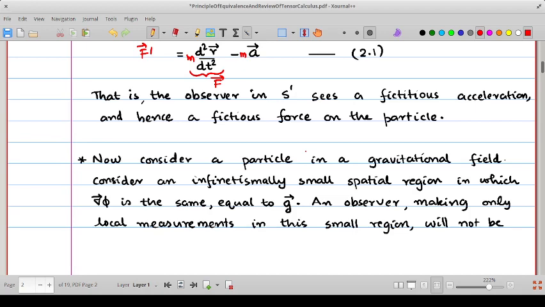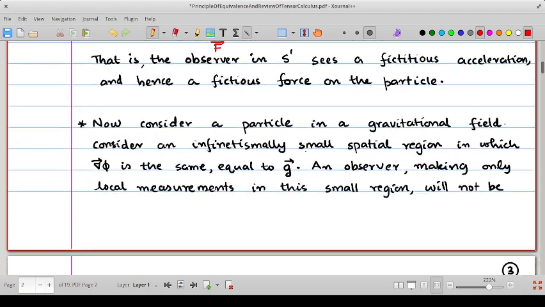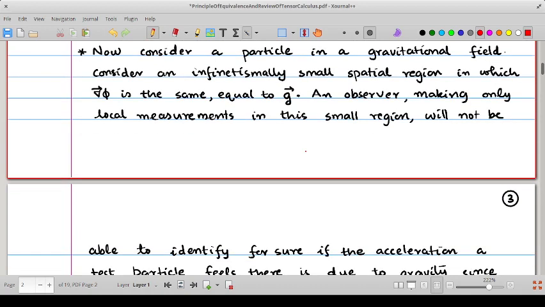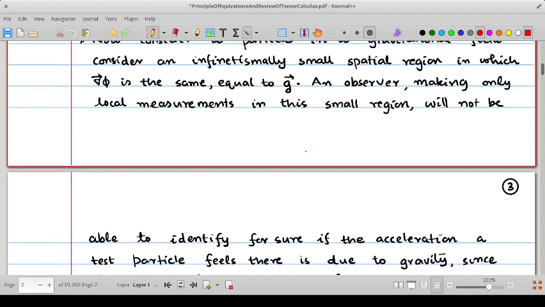And if an observer makes observations of particles that are falling only under gravity, the free falling particles, he will not be able to identify whether the acceleration the particle is feeling is because of the gravitational force, or if this acceleration is due to his frame of reference, or the frame of reference of the particle having an acceleration exactly equal to minus g.